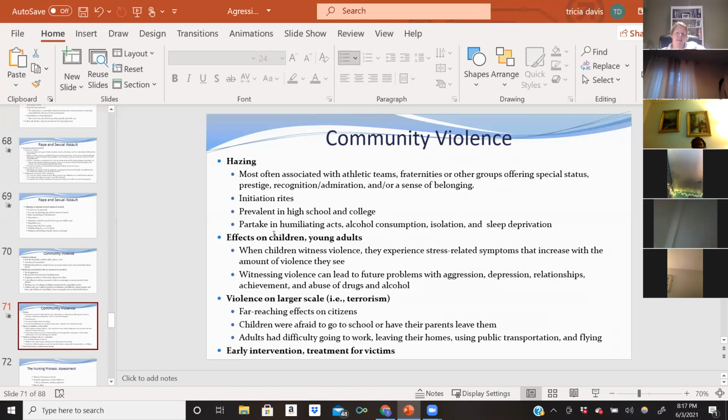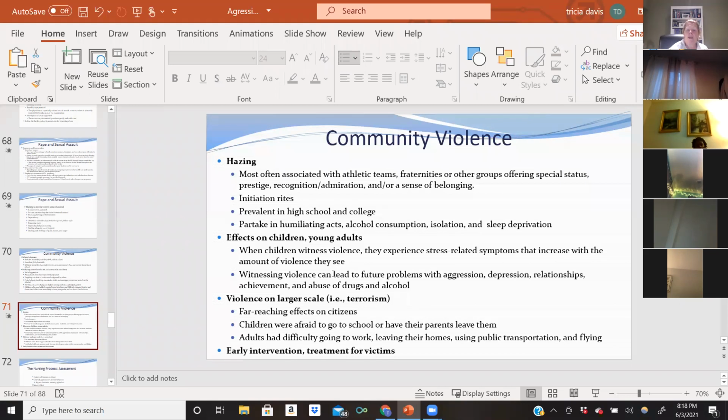So what is the effect of community violence on children and young adults? When children witness violence, we know that they're going to experience stress-related symptoms according to the amount of violence that they see. So they can have insomnia, anxiety, depression, and they can develop social isolation. And the degree to which they see these will obviously depend on how bad the violence was that they saw.